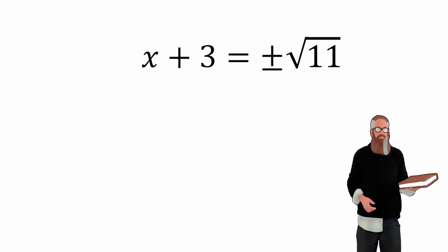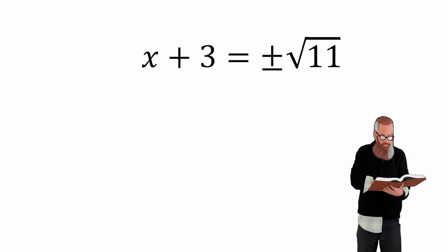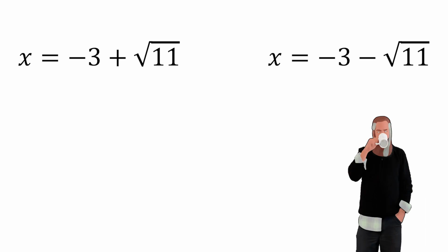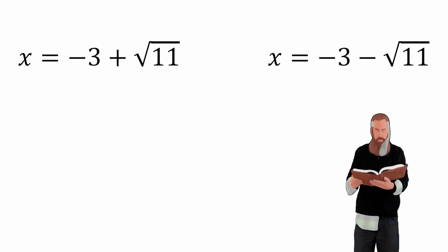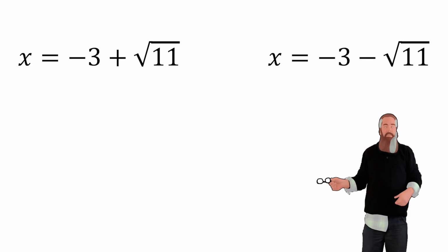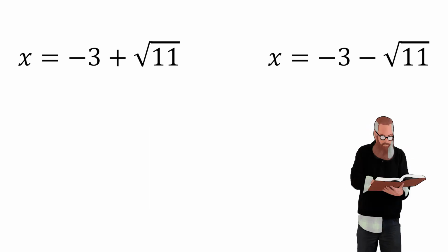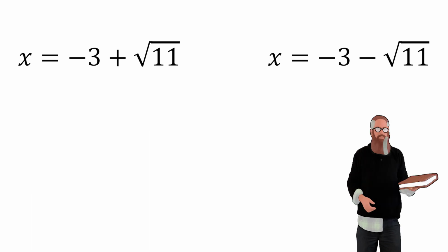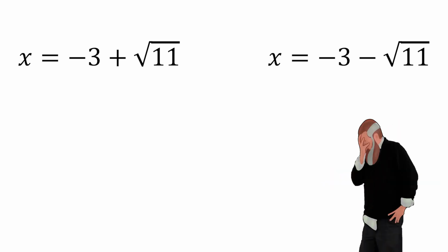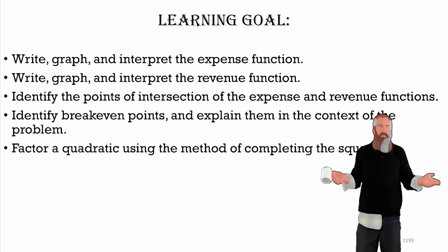Solve by taking the square root of both sides. Remember that in doing so, you must account for both positive and negative possibilities. So x plus 3 is equal to the positive root of 11, and x plus 3 is equal to the negative root of 11. Now, when x plus 3 is equal to the positive root of 11, we get that x is approximately 0.3166. And when x plus 3 is equal to the negative root of 11, we get that x is approximately equal to negative 6.3166.